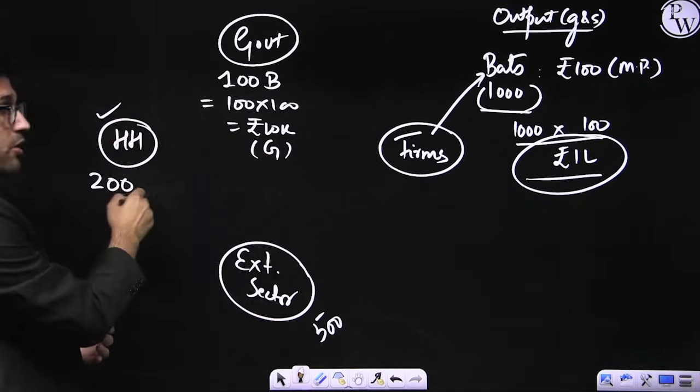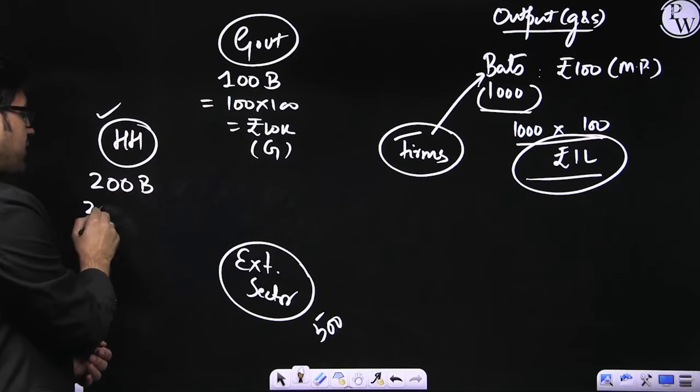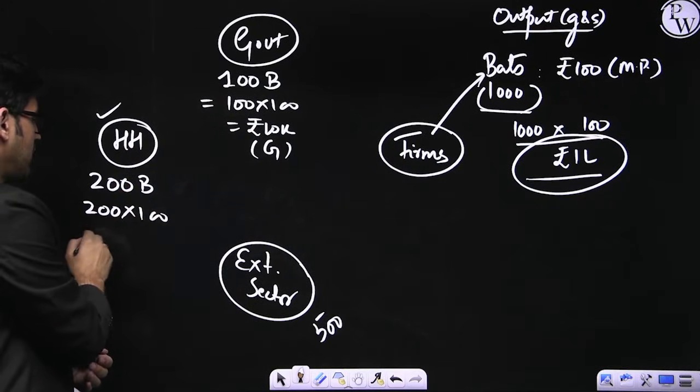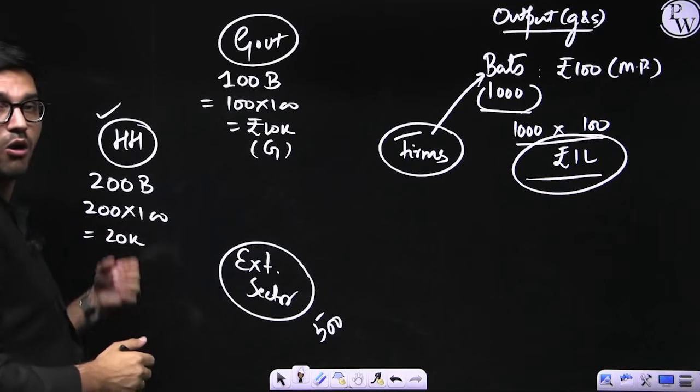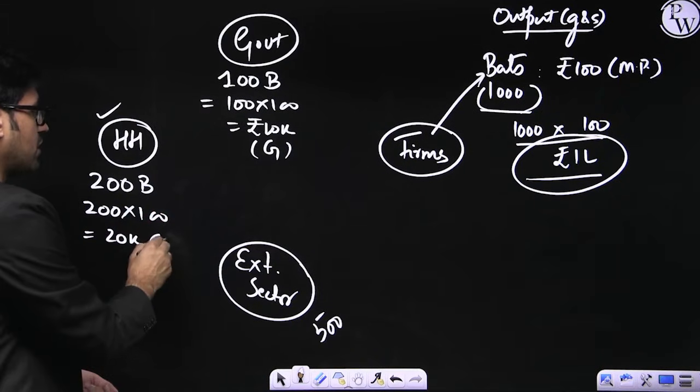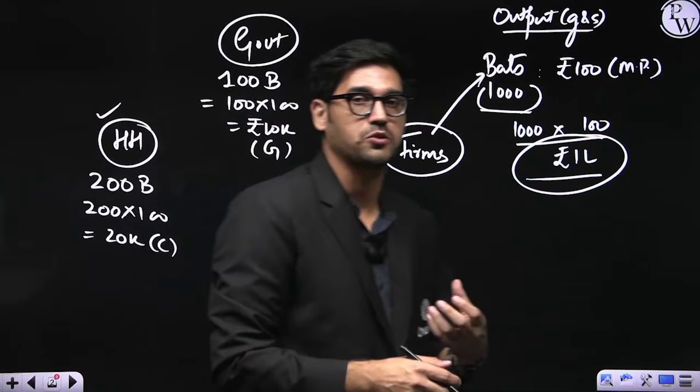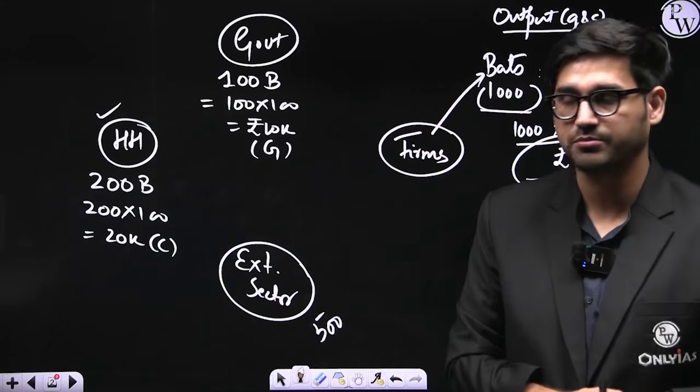Similarly, households have bought 200 bats. That means they have spent 200 times 100, which is 20,000 rupees on these bats. This we will call consumption expenditure, expenditure made by households on goods and services produced by firms.